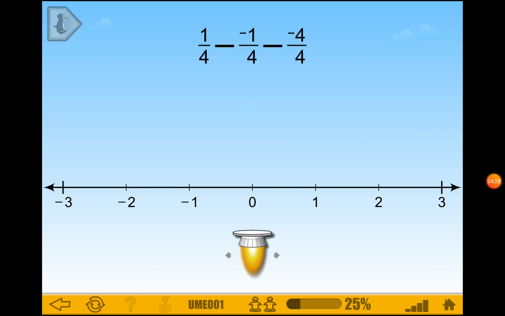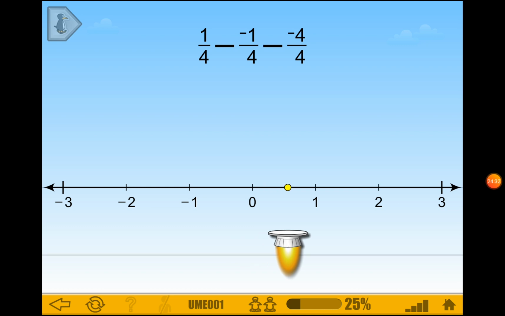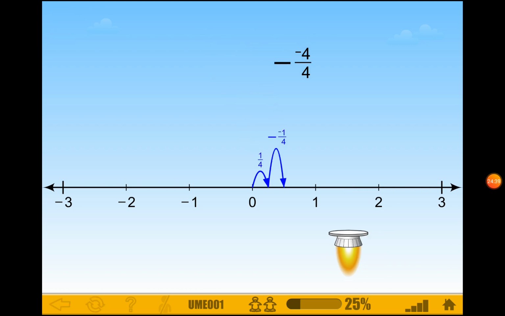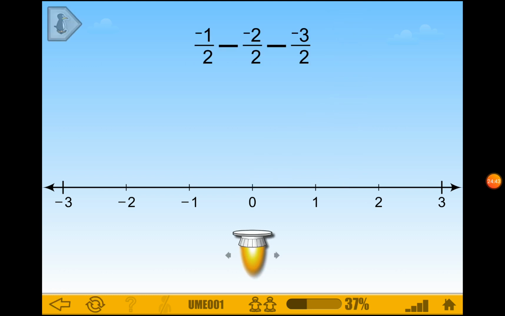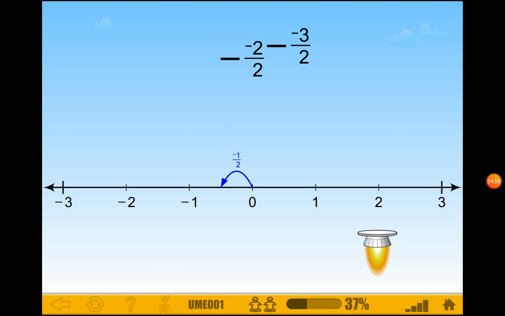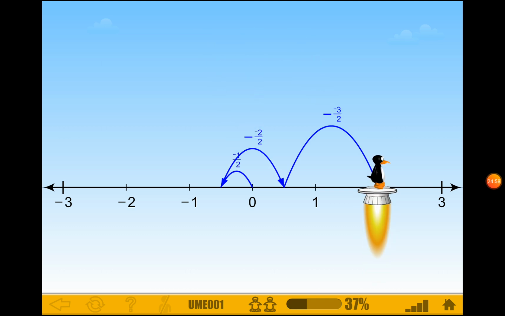Okay. 1/4 plus 1/4 would be a half. So that's right there. And then plus 1 would be 1.5. So that's right there. Big leap. Negative half minus, well, no, plus 1. So half, and then plus 3 over 2. So 1 over 2, 2 over 2, 3 over 2. Okay.